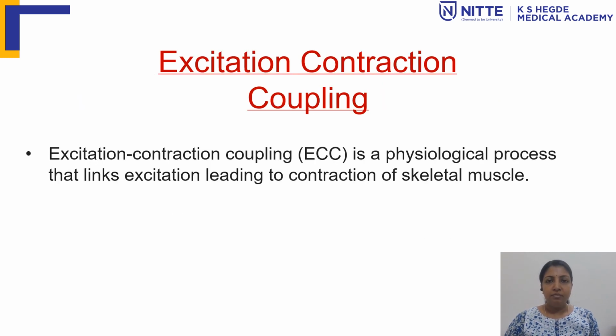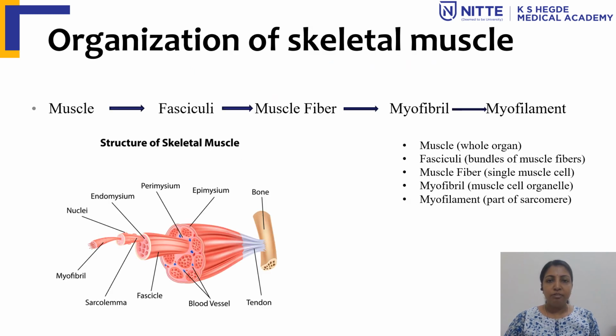To begin with, excitation-contraction coupling: what is it? Excitation-contraction coupling is a physiological process that links excitation leading to contraction of the skeletal muscle. Let me give a brief review of what you studied in the previous sections.